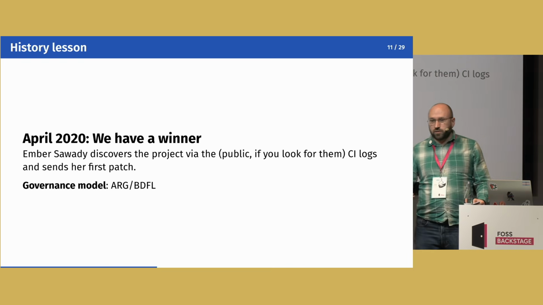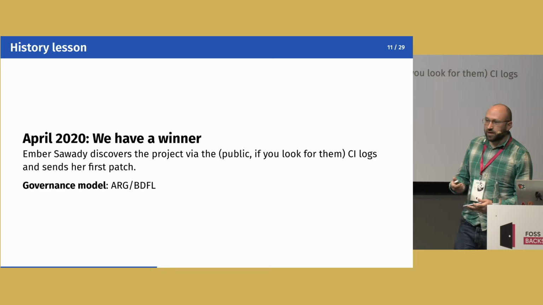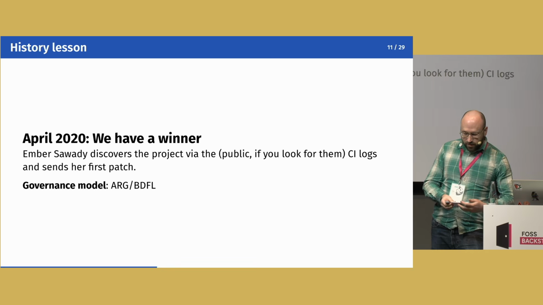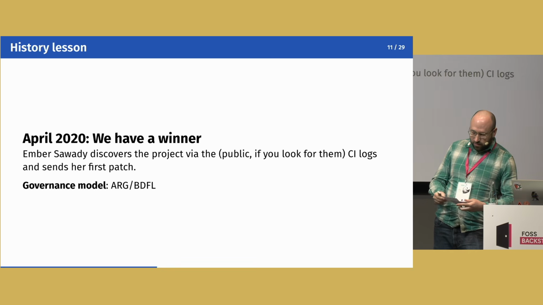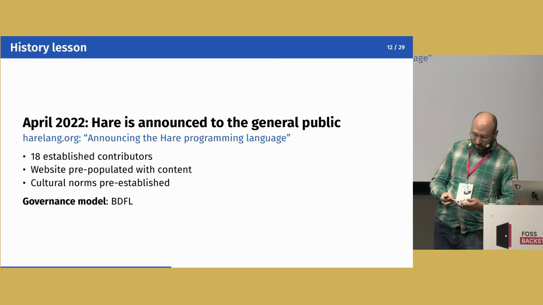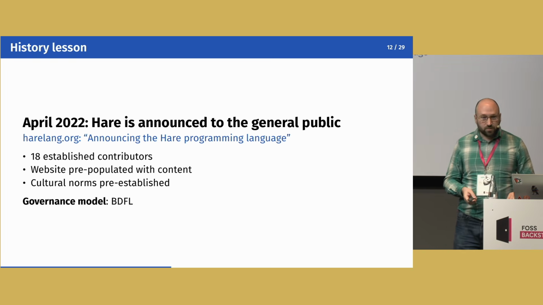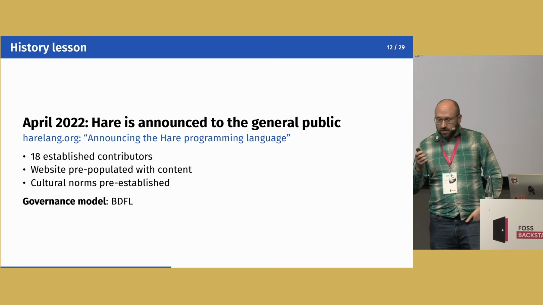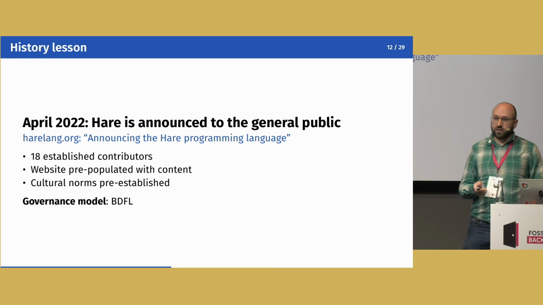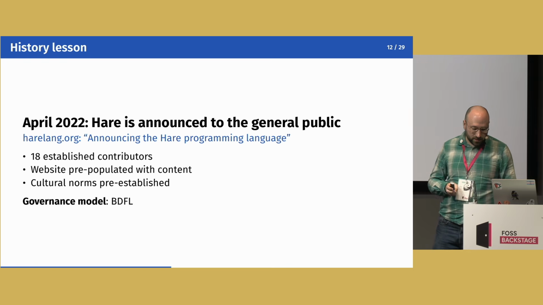And at this point, we're also working on the code itself. We start rewriting the compiler, start working on the standard library, and eventually, we get to April of 2022. Now, this is about 2 years on. There's 18 people in total who have worked on the language while it was in its sort of secret phase.